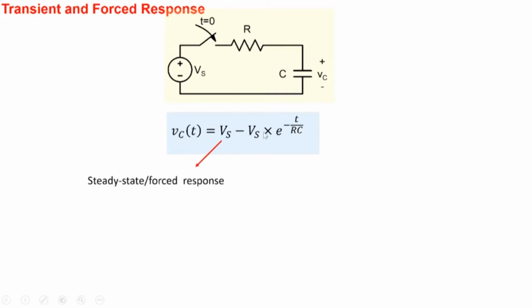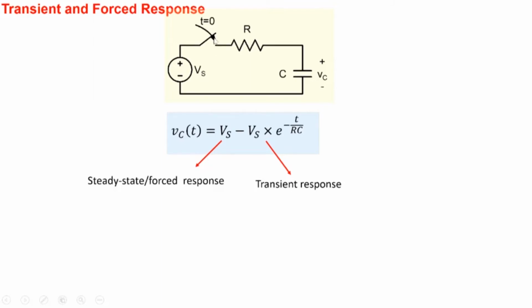Now, we can break this behavior into two parts. One is what we call the steady state or the forced response. The idea is that for any circuit, when you switch on a voltage, there would be a transient response. The circuit would take some time to settle down, and then there would be a steady state response. In this case, for example, Vs is a constant voltage.